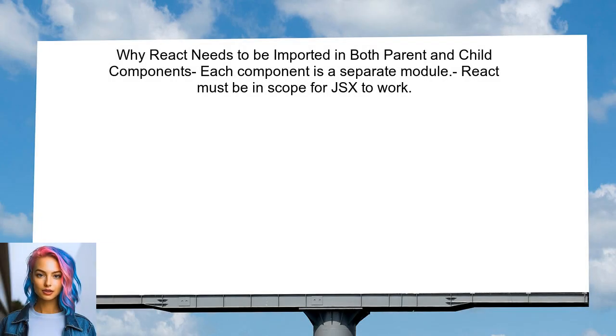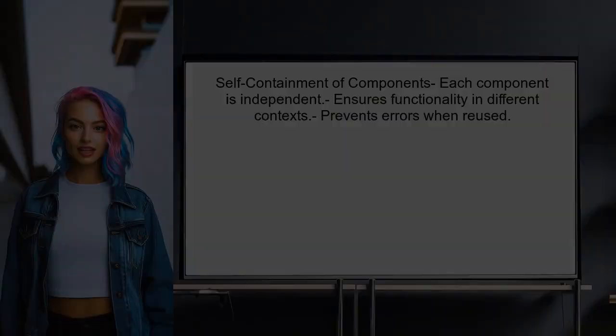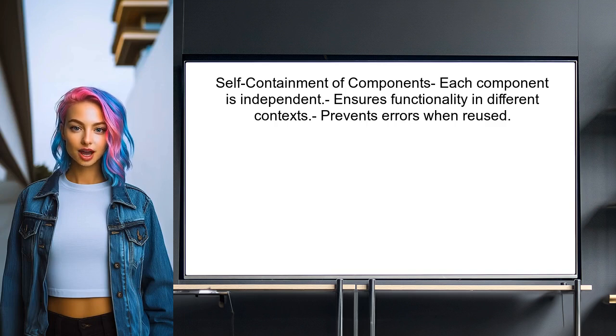To understand why React needs to be imported in both parent and child components, let's start with the basics of how React works. Each component is treated as a separate module. When the user imports React in the parent component, it allows that component to use JSX syntax. However, child components also need to import React to use JSX, even if they are rendered within a parent that has already imported it. This requirement ensures that each component is self-contained and can function independently.